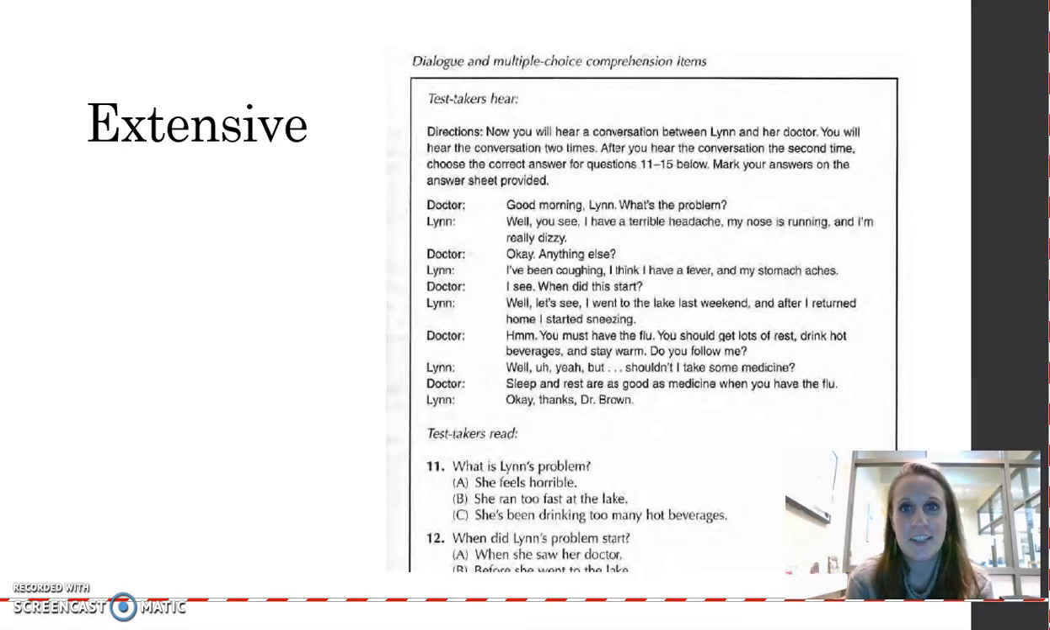Now you will hear a conversation between Lynn and her doctor. You will hear the conversation 2 times. After you hear the conversation the second time, choose the correct answer. Mark your answers on the answer sheet provided.